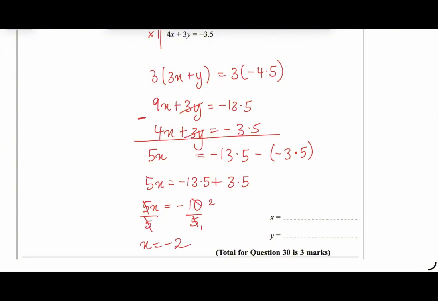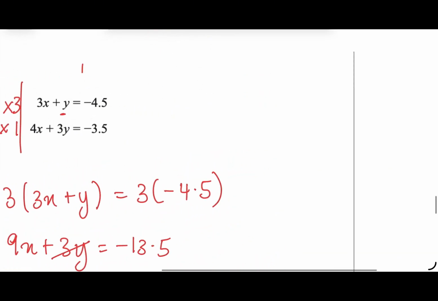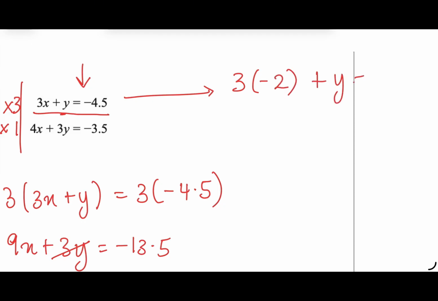So once you've got your x as negative 2, it's as easy as pie to find y. Just substitute your x into the easier equation. So equation 1, for example, is the easier equation in this case. So 3 lots of negative 2 in the place of x, plus y, equals negative 4.5. And then we have negative 6 plus y equals negative 4.5.